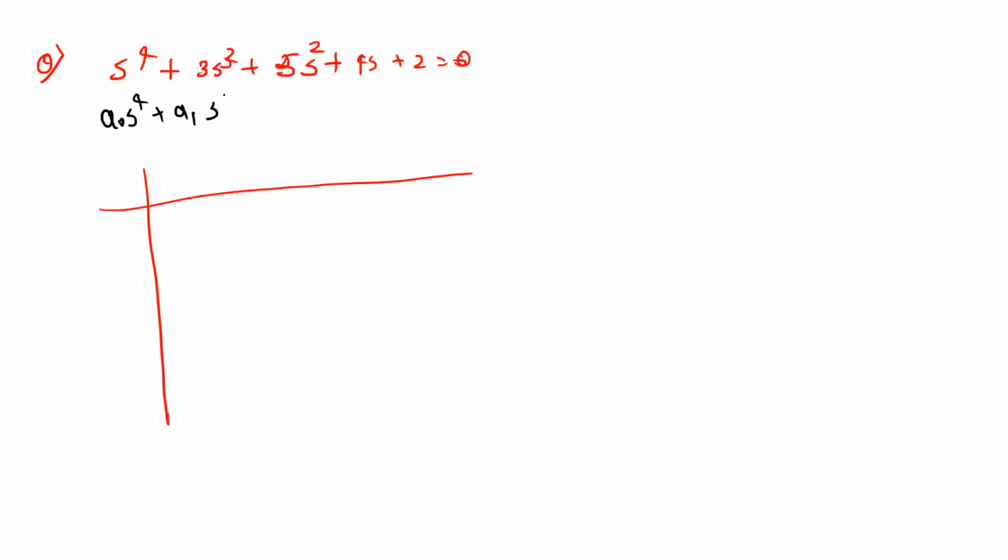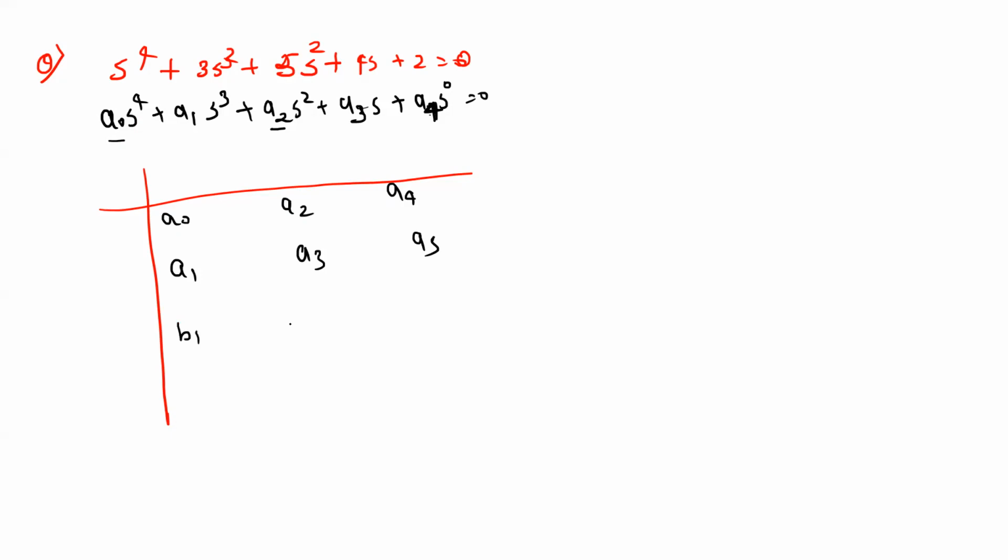So a4 s to the power 4 plus a3 s cubed plus a2 s square plus a1 s plus a naught s to the power 0 is equal to 0. So now here there is a naught, a1, a2, a3. Sorry, it should be a3 and it should be a4, right? So what I told you is that I'll be writing here a naught, a2, a4, and here I'll be writing a1, a3, a5.